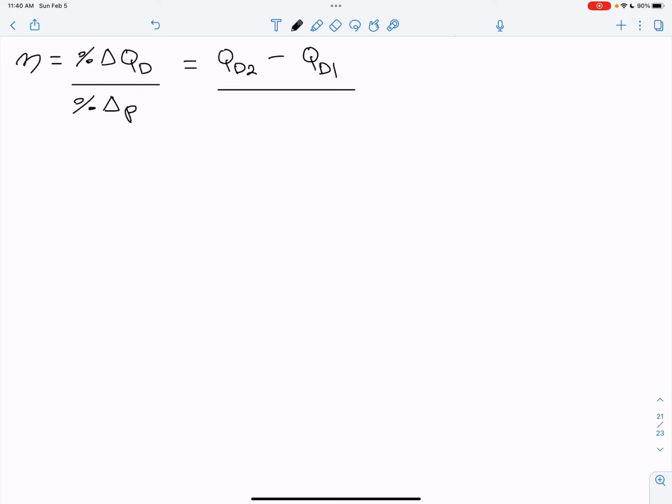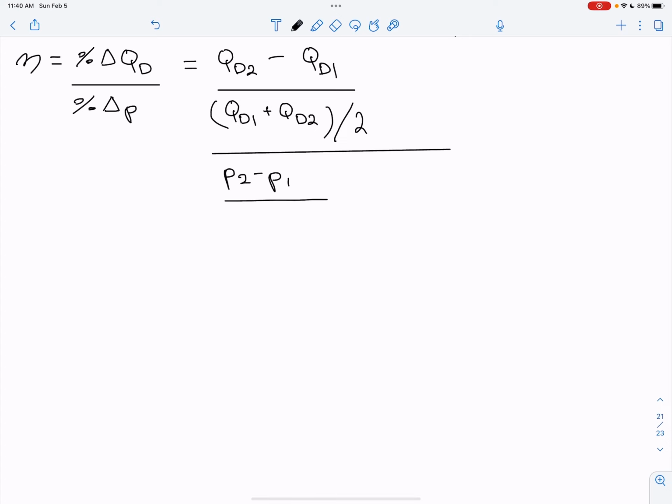But in this case, we're not going to do that. What we're going to do is take the average of quantity demanded 1 and 2. So quantity demanded 1 plus quantity demanded 2 divided by 2. That's the average. And we're going to do the same thing on the bottom. We're going to take price 2 minus price 1 divided by the average price, which is P1 plus P2 divided by 2.